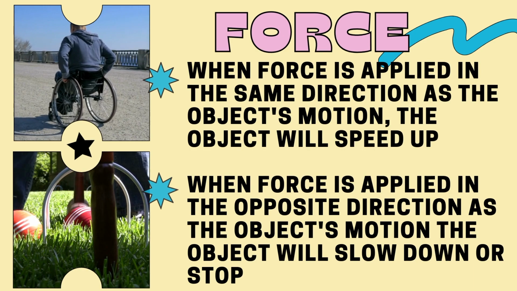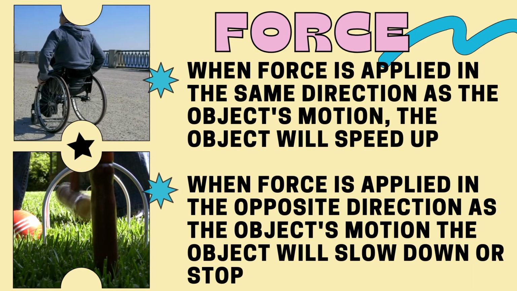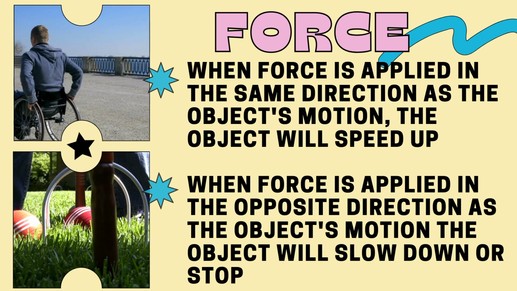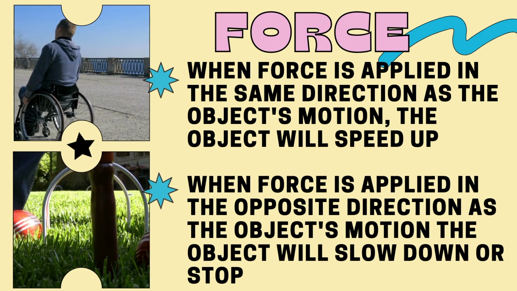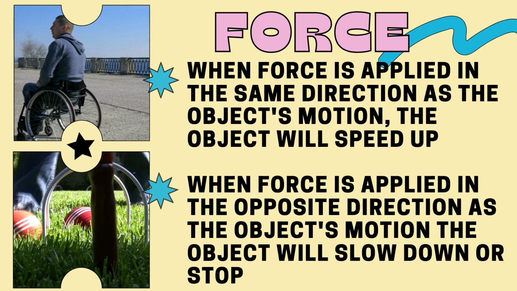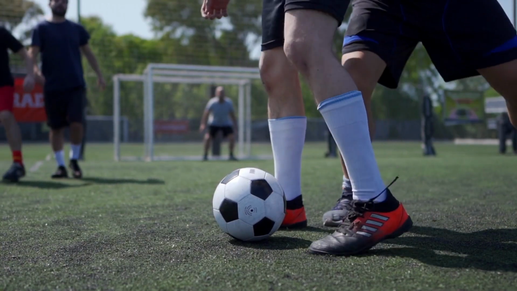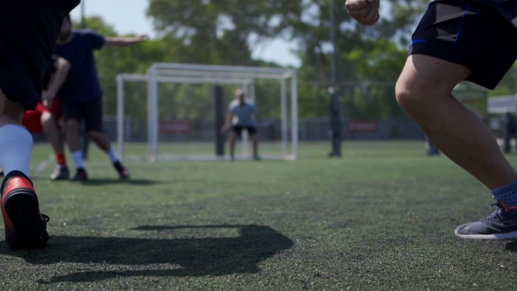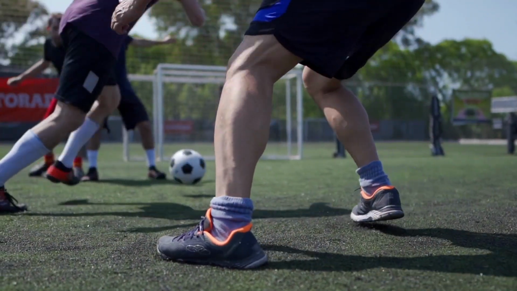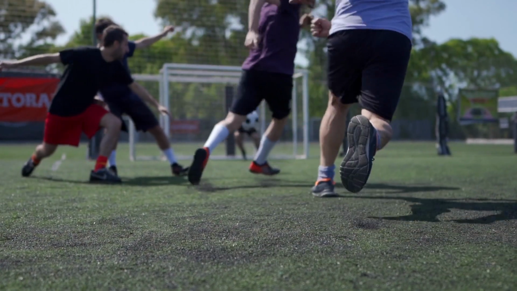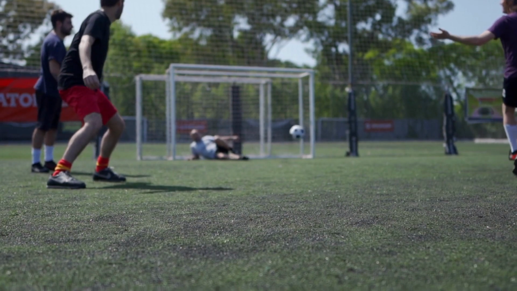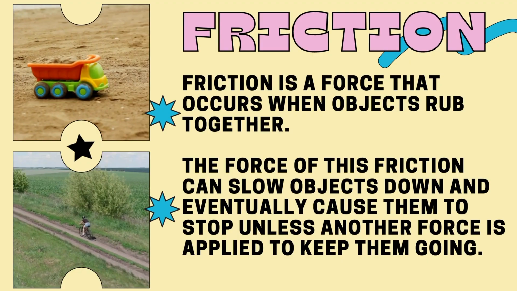When force is applied in the same direction as the object's motion, the object will speed up. When force is applied in the opposite direction as the object's motion, the object will slow down, or may even stop. What principles of force and motion do you see here? How are they getting the soccer ball to go faster? Or make it stop, or change direction? Yep, forces affect motion all the time.